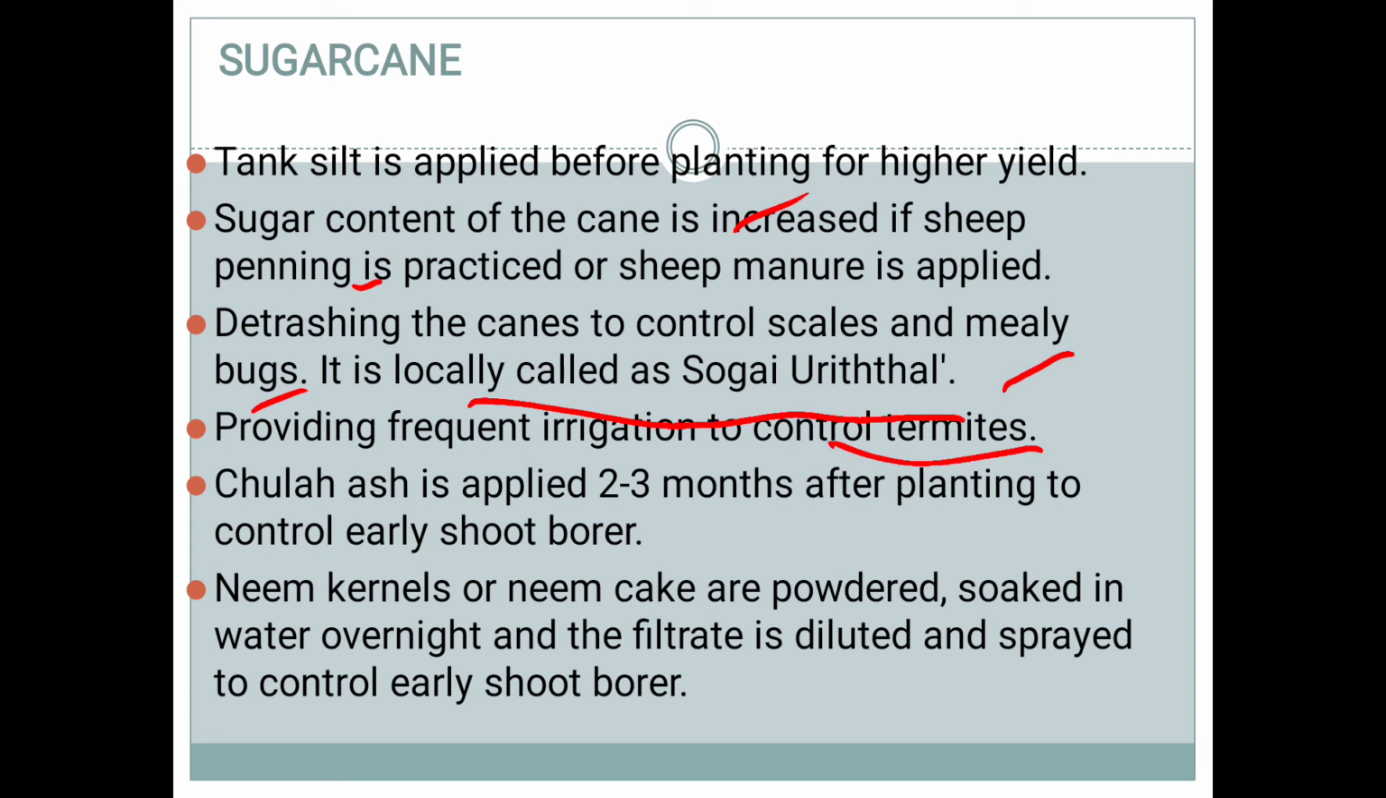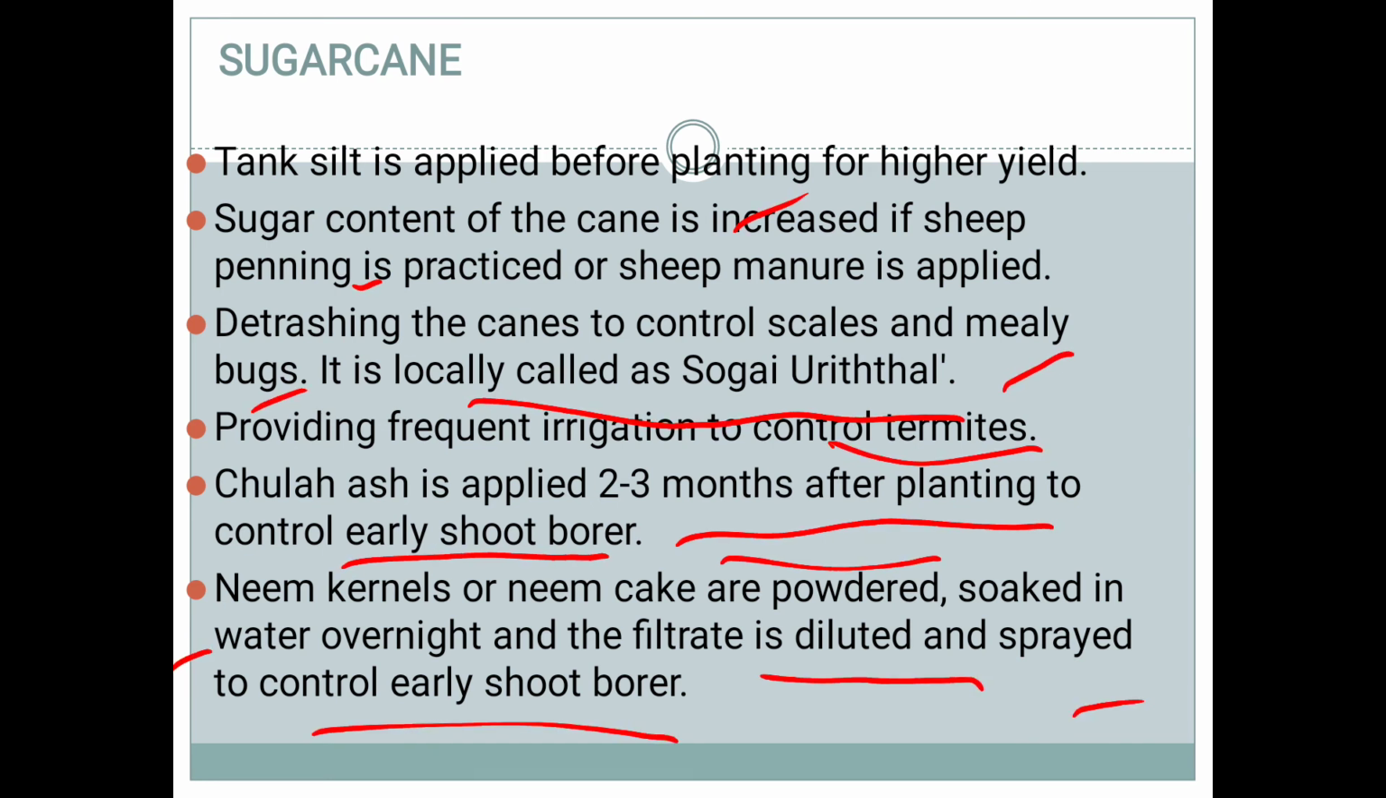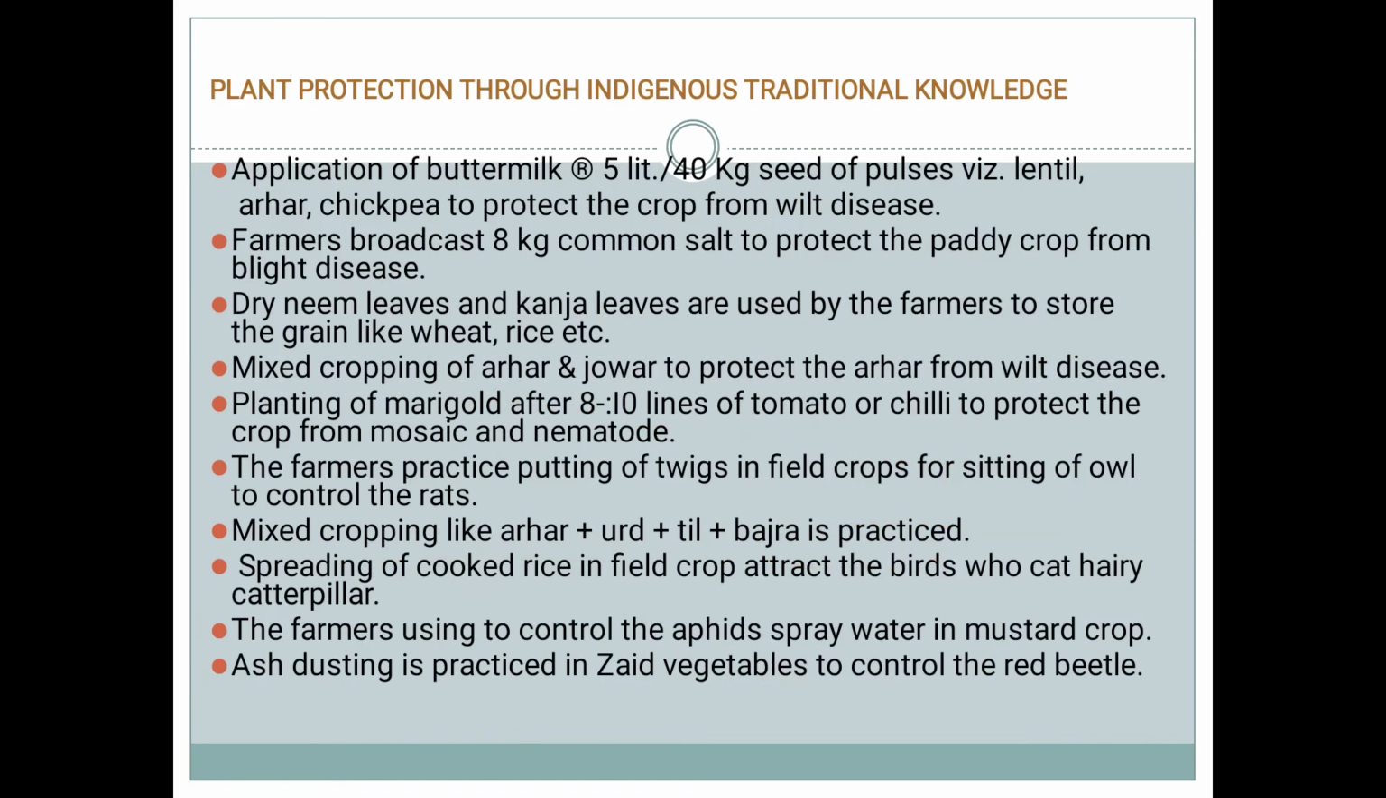Chula ash is applied 2 to 3 months after planting to control the early shoot borer. Neem kernels or neem cake are powdered and soaked in water overnight, and the filtrate is diluted and sprayed to control the early shoot borer. Then the next point is plant protection through indigenous traditional knowledge. So plant protection we are going to see.